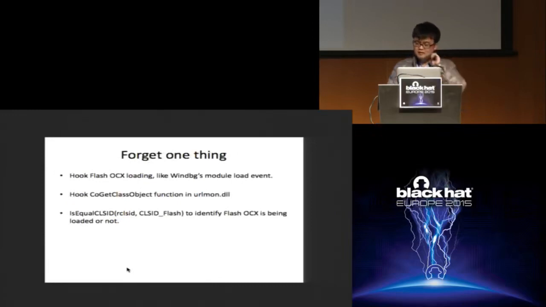Okay, I have forgotten one thing. We need to hook the Flash OCX loading. It is like a Windbg module load event. So I hooked the COM function called get class object function in URL mon. In this function, I can use the CLSID to identify whether Flash OCX is being loaded or not.